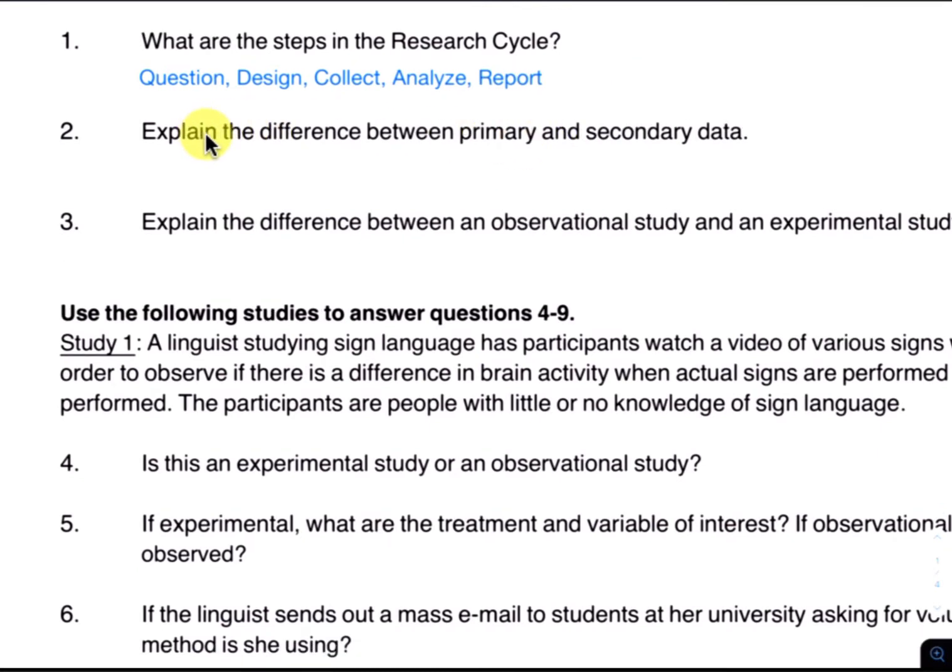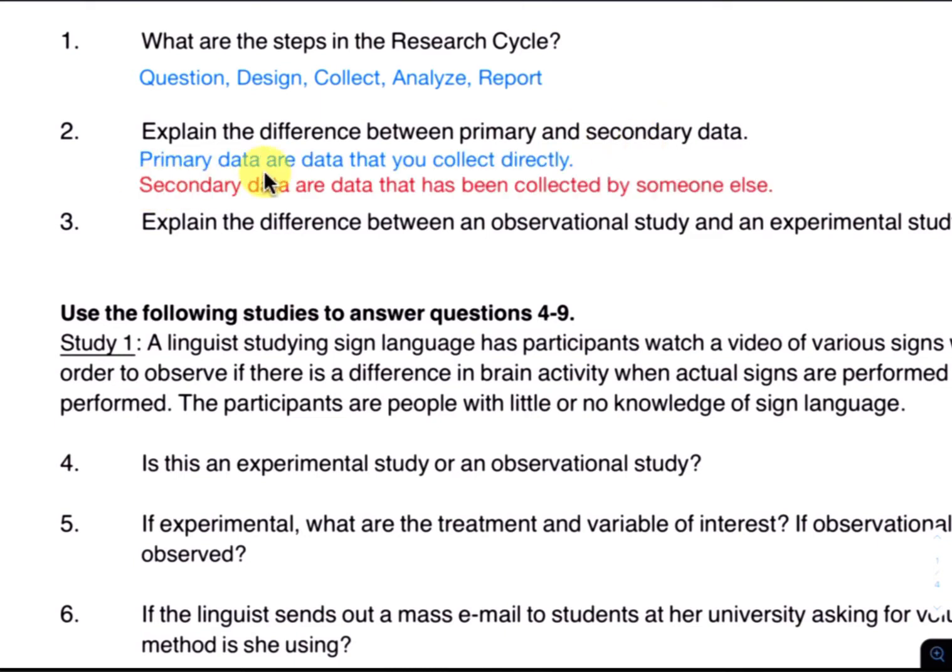All right, number 2, explain the difference between primary and secondary data. Primary data are data that you collect directly, and secondary data are data that has been collected by someone else.